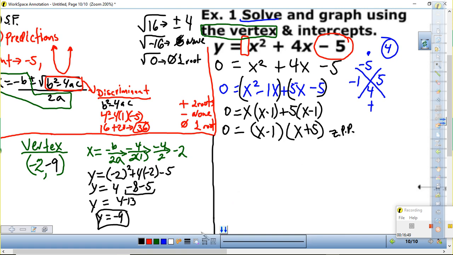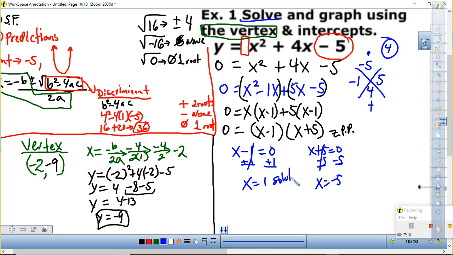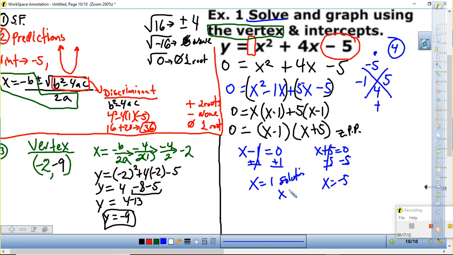So what does that mean? Right, both of them equal to what? 0. x minus 1 equals 0, and x plus 5 equals 0. Let's solve. Plus 1, x equals 1, minus 5, x equals -5. These are my solutions: x-intercepts, zeros, and roots. Okay, so it says solve.